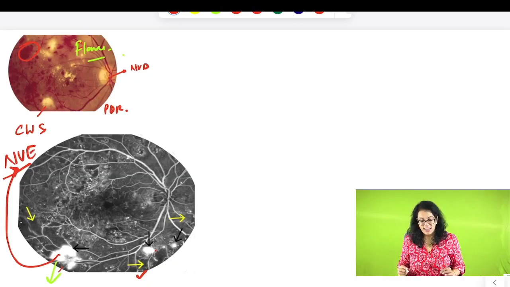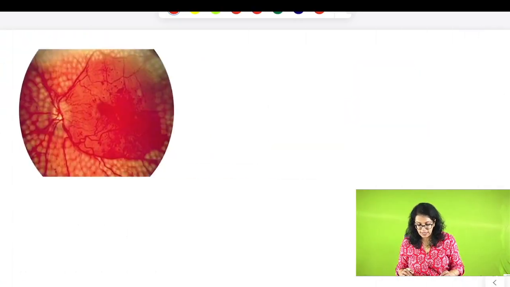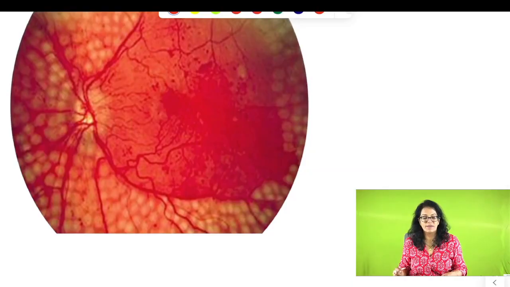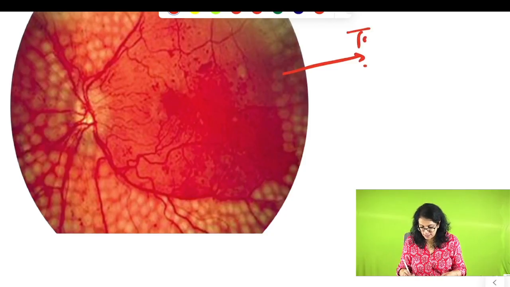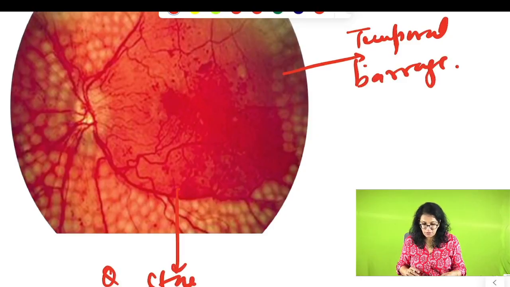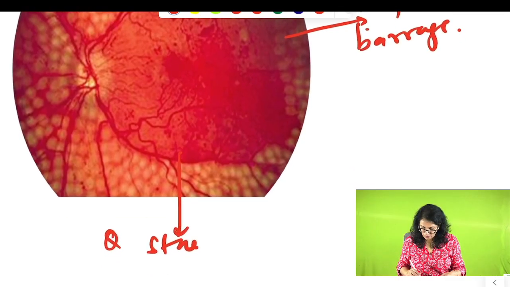Okay, do you remember? And when you talk about lasers, we should know PRP. Here these are all laser burns. As you know, we first give a temporal barrage, we make a boundary like this. And after this, we start lasers always from, this is an exam question, the inferior quadrant. Always start from the inferior quadrant.